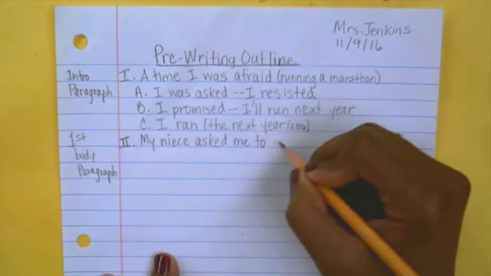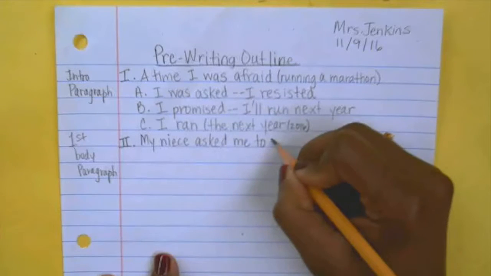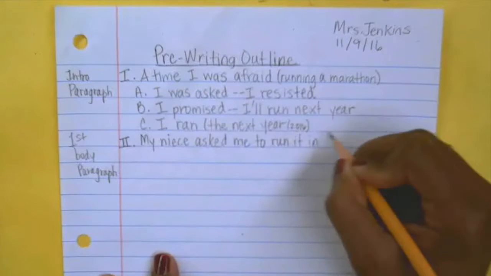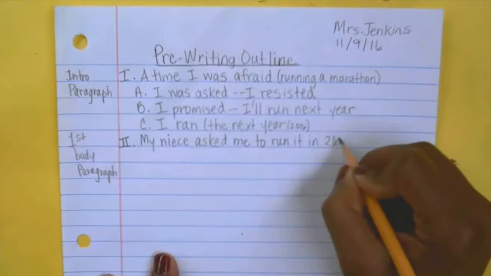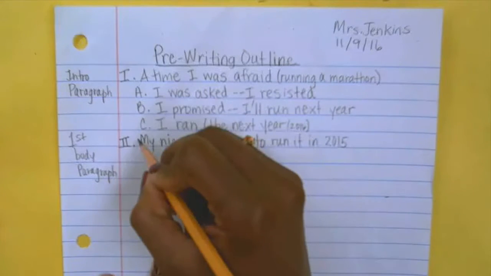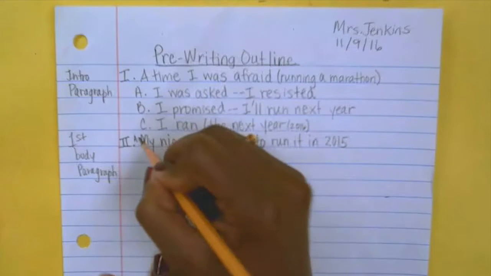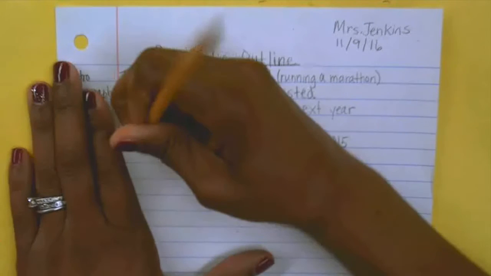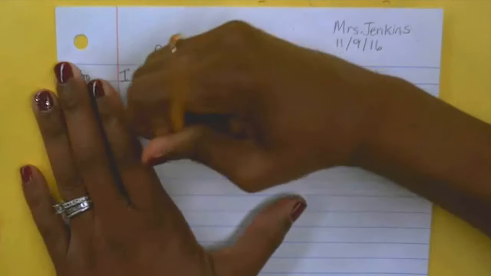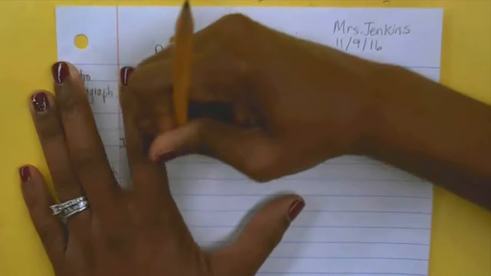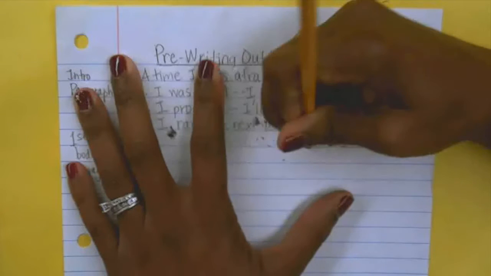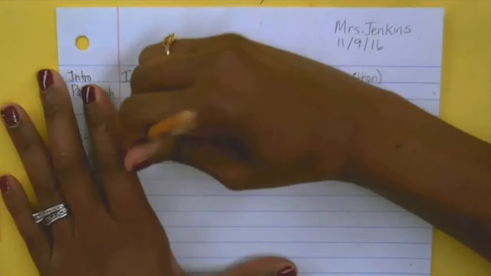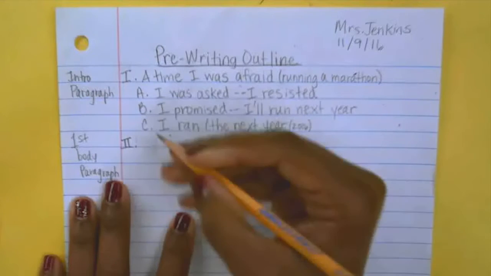So now it's time to start the first body paragraph of the outline. And again, I'm going to keep telling my story on the outline without much detail. So Roman numeral 2 is talking about how this whole thing began. And it began when my niece asked me to run the marathon in 2015. It's a big race. It's about 220 something miles split between 10 people. And I said no. So this is how this whole thing started, by her asking me to run in the marathon, and I said no.